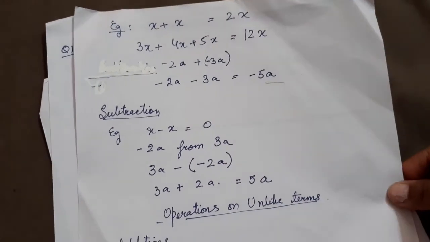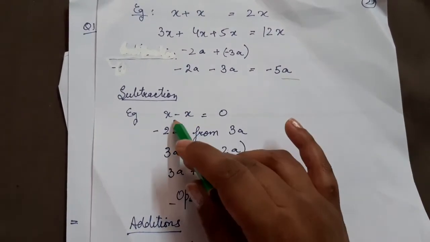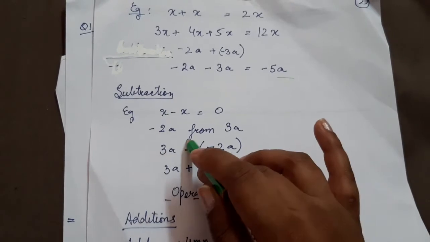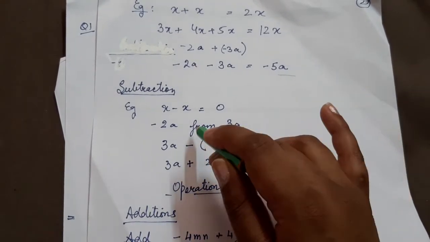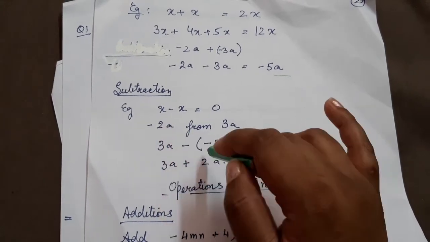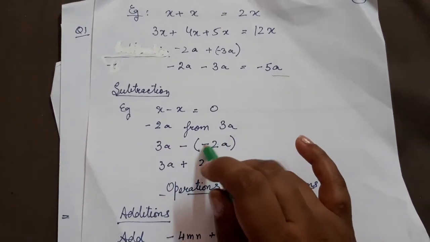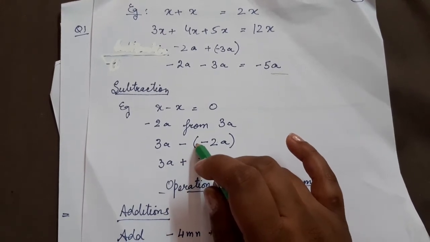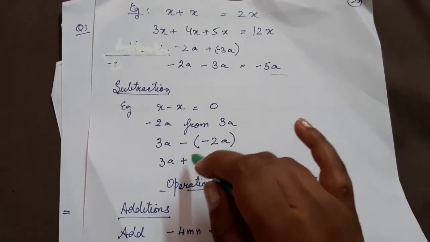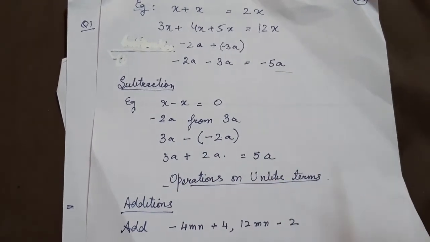Now what about subtraction? It is done in a similar way, the only difference is, for example, subtract minus 2a from 3a. Remember, when it's written 'from', 3a is written first, then minus, and minus 2a. Now the sign will be changed, as we do in integers, minus minus becomes plus. So 3 plus 2 is 5, a is written as it is, right?